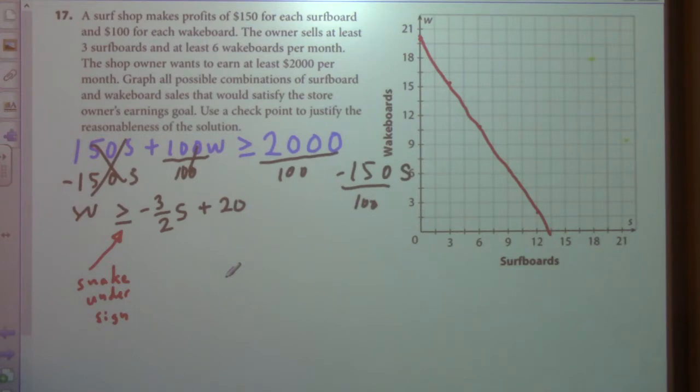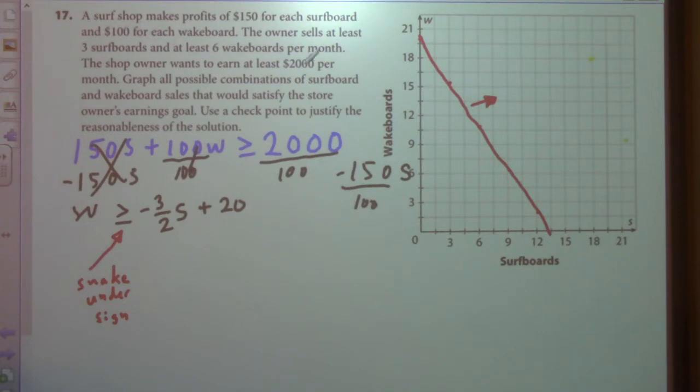Okay, and so which way are we shading from here, above or below? Above, right? Because we have greater than, so we're going to be in this direction. What other constraints do we have besides this one? This is going to be our $2,000 constraint, so on the line or to the right means greater than or equal to $2,000. Now, what other constraints do we have?